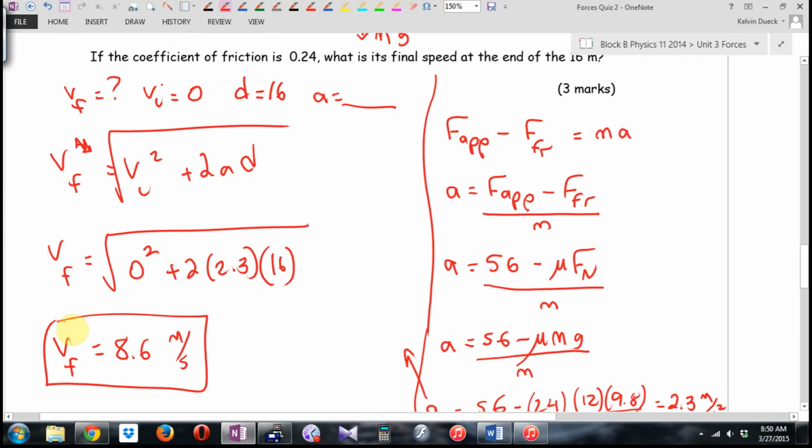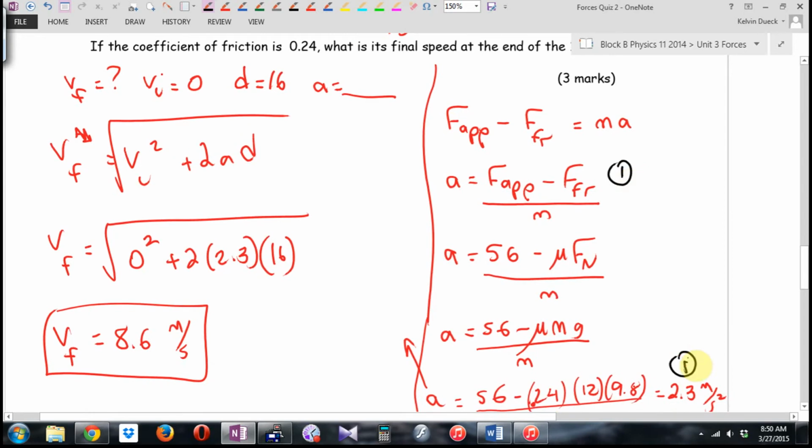Otherwise, boy, I would probably give you 1 mark if I saw that you got the A by itself. I would give you 1 mark for finding the A. I would probably give you a half mark for getting the V by itself, and a half mark for the answer.